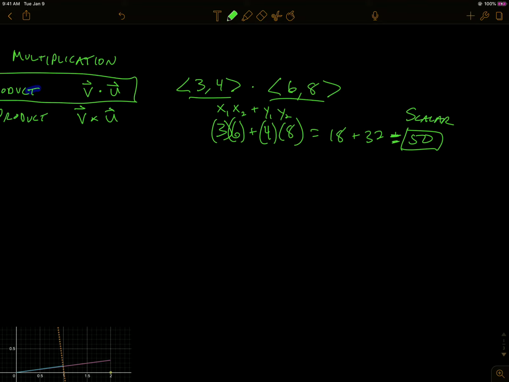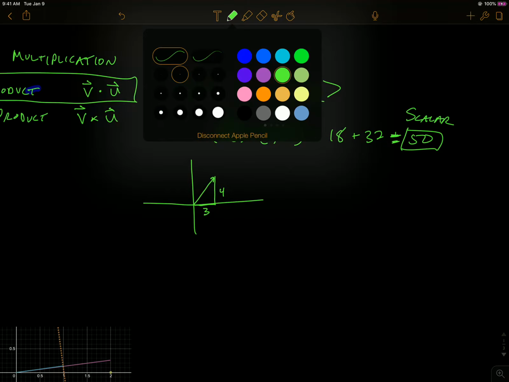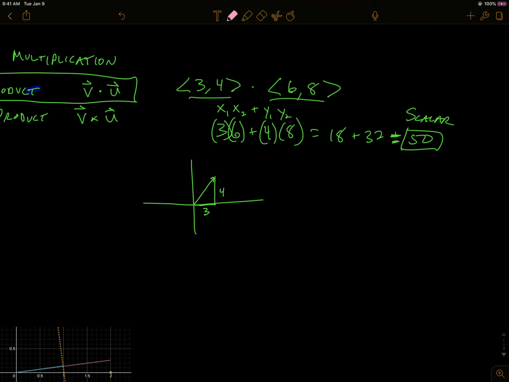Let's draw these vectors and see what's going on here. So if I have the vector 3, 4, I'll try to draw them to scale. If I go over 3 and up 4, that is this vector here. And then I'm going to draw on top of it in a different color the vector 6, which is double 3, and then 8, which is double 4. And we get this vector. All right? And the answer of multiplying those together was 50.